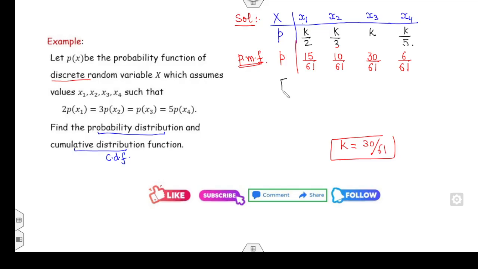How can you calculate the CDF? That is the capital F. The first number remains the same. Fine. You can add the next value. That number is 25 over 61. You can add the next value. This number is 55 over 61. You can add the next value. This number is 61 over 61. That number is 1. The last number is always 1. Remember students, this number is always 1. If it is not 1, then a calculation mistake has occurred.